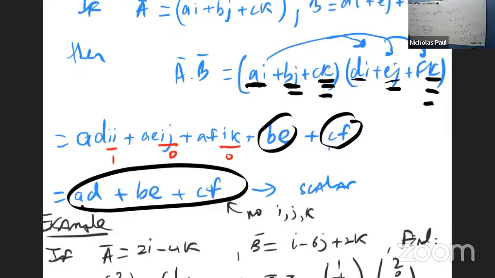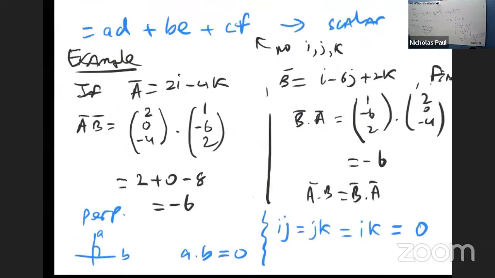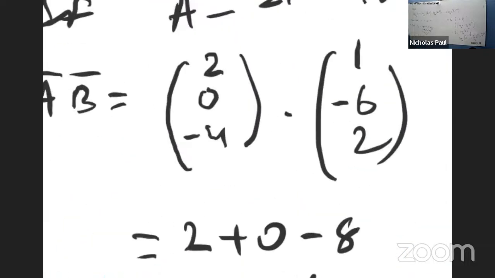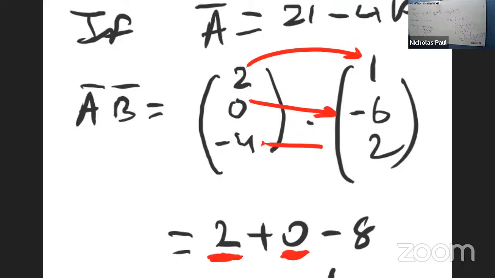That's okay? I feel like that's not okay. So let's just try one. Let's try this here. I'm trying to multiply these 2 vectors: 2, 0, minus 4 by 1, minus 6, 2. You multiply the x by the x, multiply the y by the y, multiply the z by the z. Then add it up. It is no longer a vector. It is now a scalar.